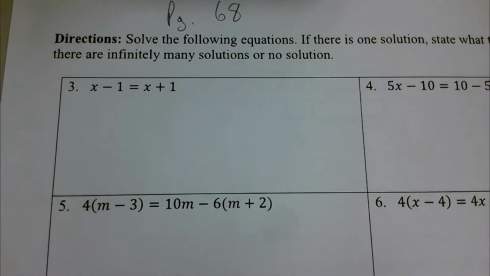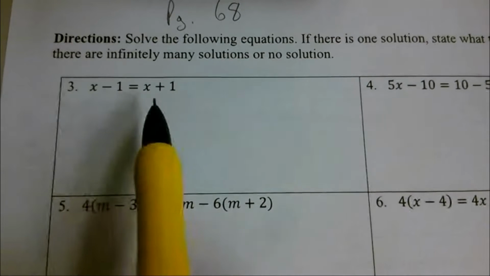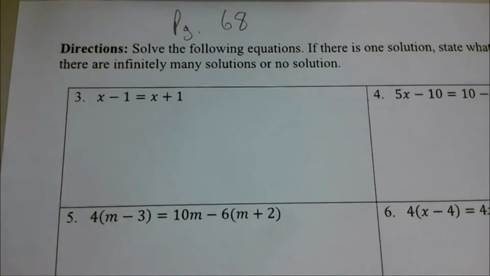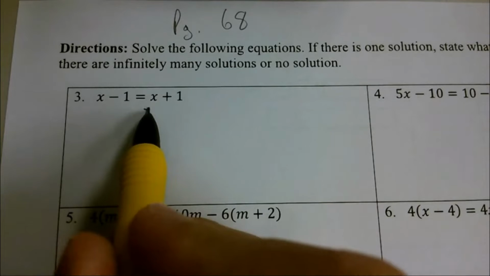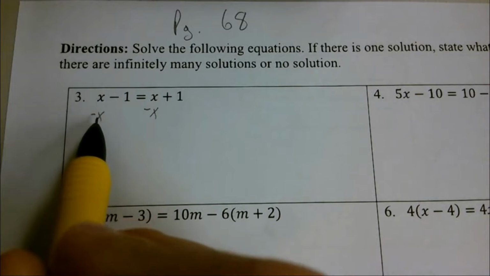Today we are starting on page 68. So we'll just start right here with number 3. So you'll see again that we have variables on both sides. So we want to get all the variables to the same side. So what I'm going to do is I'm going to subtract x from both sides.